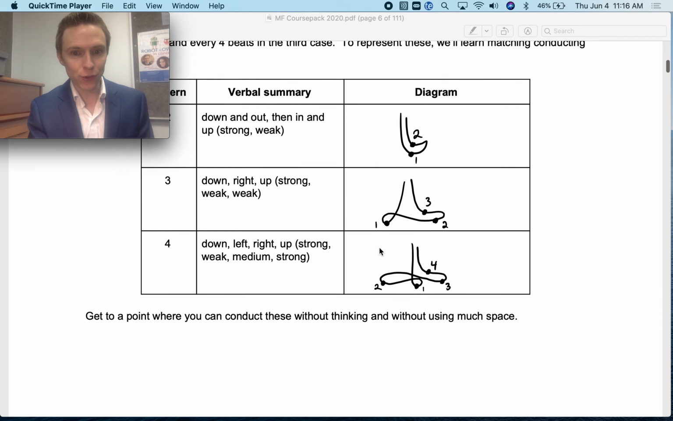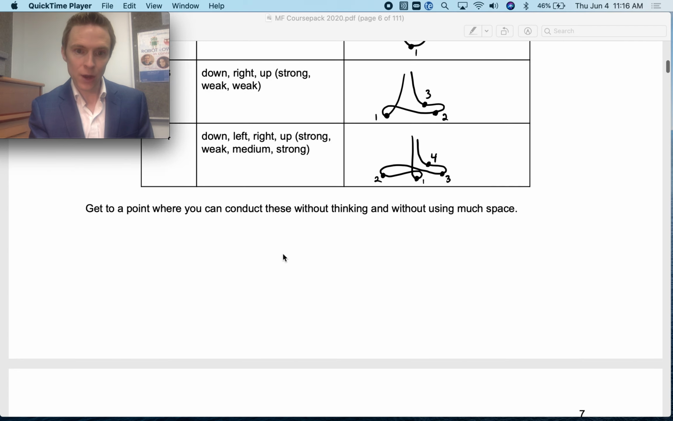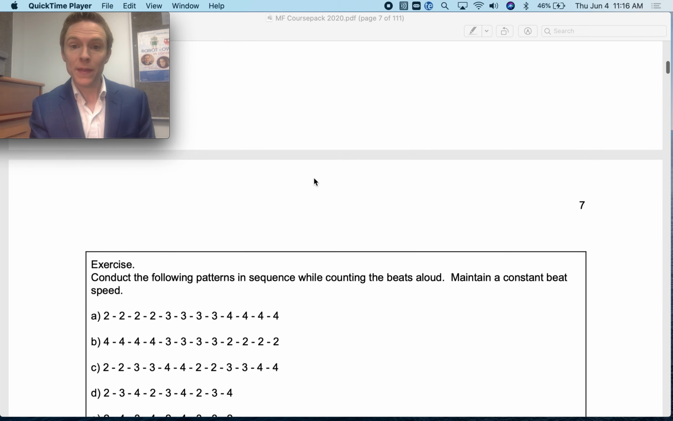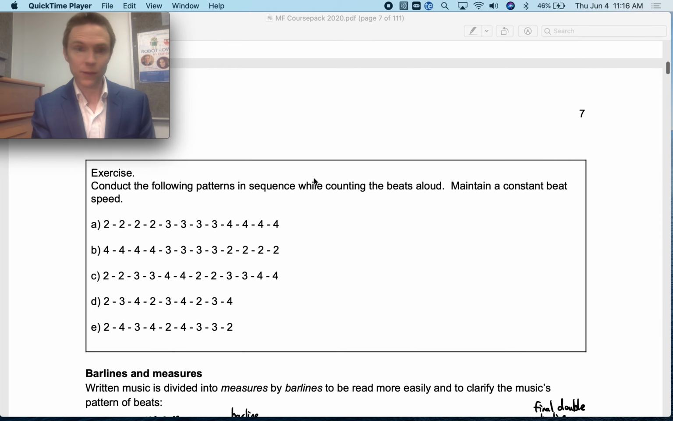Now let's go on to the next page. As we're getting there, you'll see this little note. Try to get to a point where you know these really cold and you don't have to use much space. That's the best way to prepare yourself for reading music and reading rhythm in particular. So at the top of page 7, I'm just going to explain this exercise to you. It should be pretty fun. This just tests your ability to do these different patterns.